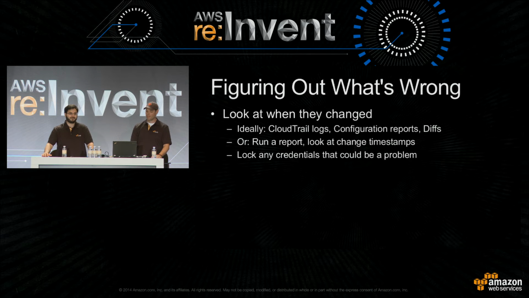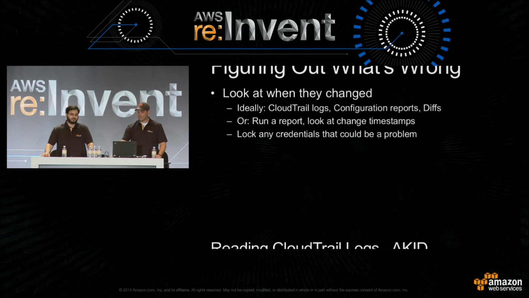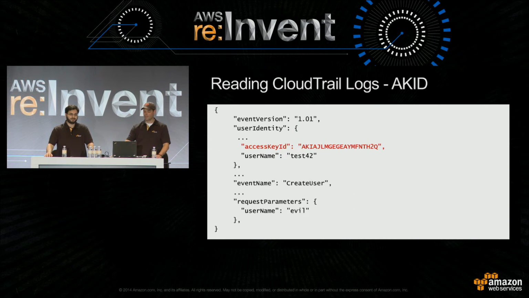Many AWS APIs report a change timestamp. That can give you some pointers on when changes were made, and you can build a timeline with respect to when the credential was exposed and what changed afterwards. You'll also then want to lock any credentials that might have become exposed.